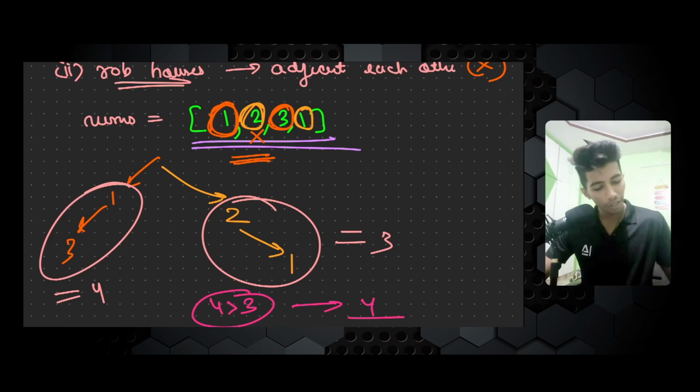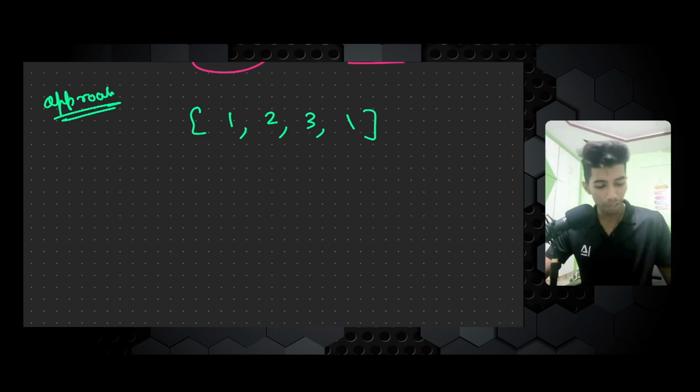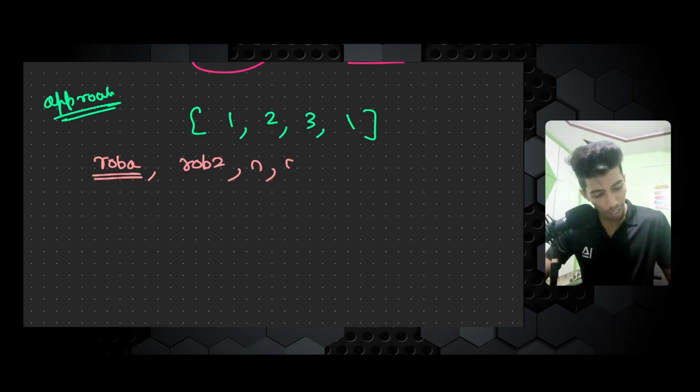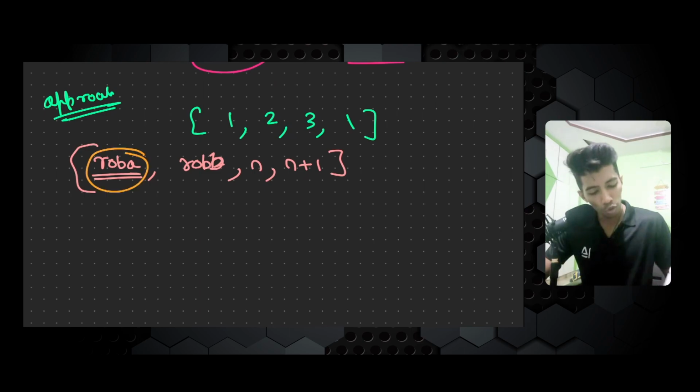So let me break this array. Talking about the approach of solving this question, let me take you to the case. I will take 2 variables, rob A and rob B, at n and n plus 1, like this I can write. So I have just taken rob A and rob B, so that if I choose rob A, then I will have to choose n.